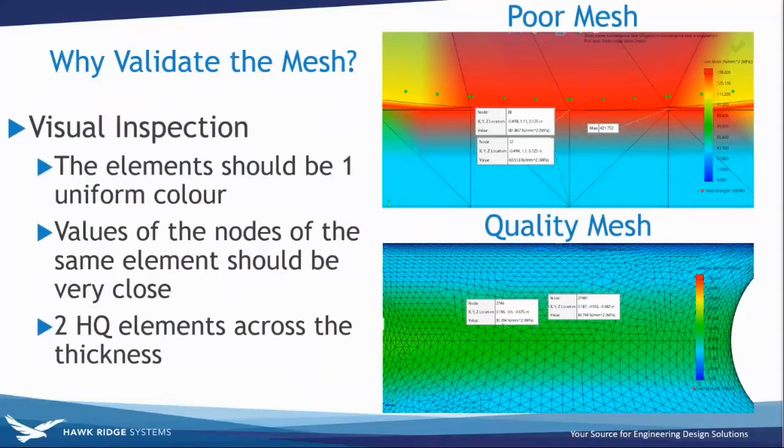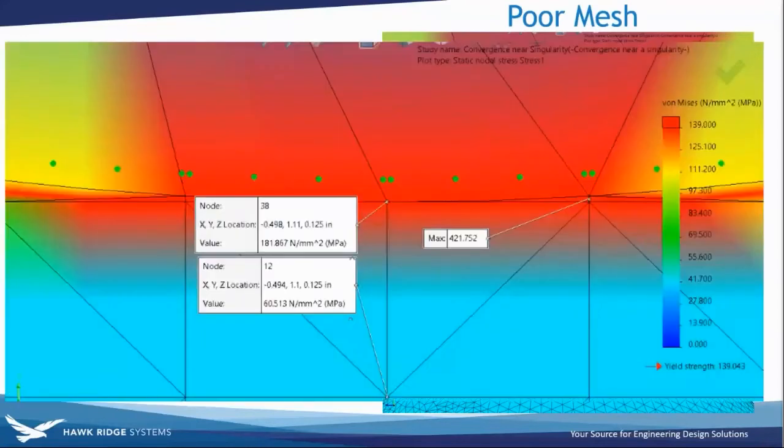The image at the top here is an example of a poor quality mesh. We can see that the top nodes of the element in the middle are red, and the bottom nodes are blue. Keep in mind that the color scaling is not constant throughout different studies and can sometimes be deceiving. So taking a quantitative measure is a really good backup.